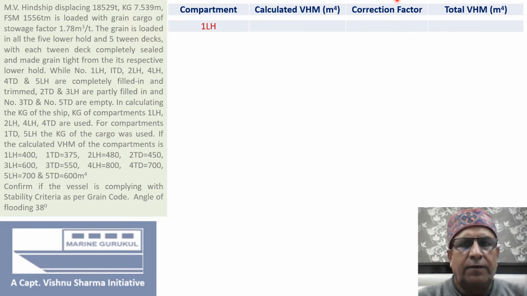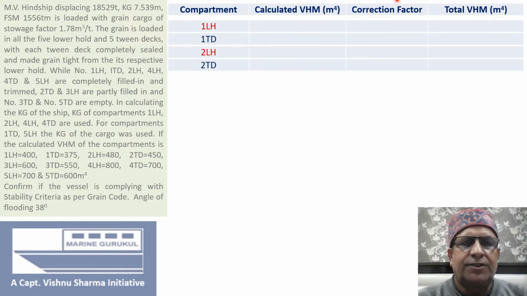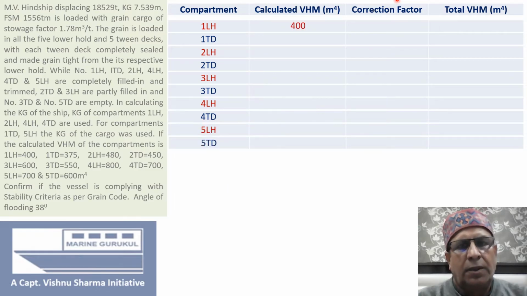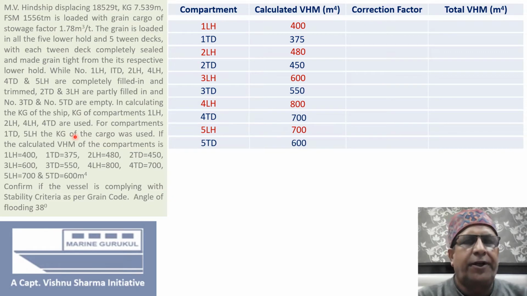And now we have all these compartments in MV Hinge ship, and we have the calculated volumetric heeling moment being documented from this part of the question. They are all given in the question here. So they get captured under the calculated volumetric heeling moment. Please pay attention. VHM units are meter raised to power 4.